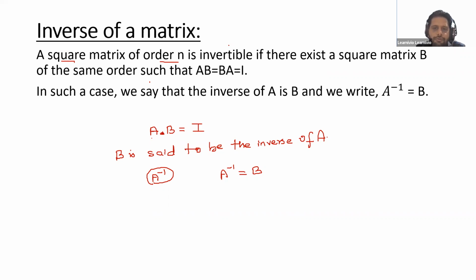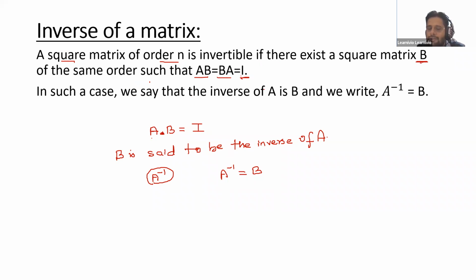If the inverse of a matrix exists, then we will say that the matrix is invertible. So if in the exam they ask you to check whether the matrix is invertible or not, then you need to check whether the inverse exists or not. Now the definition is: a square matrix A of order n is said to be invertible if there exists a square matrix B of the same order such that AB = BA = I.